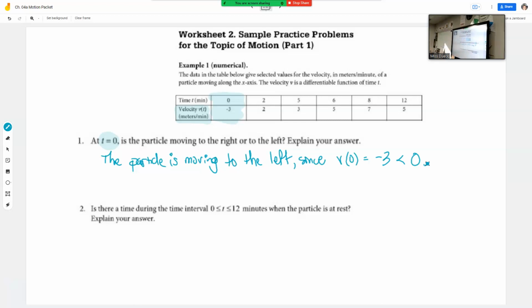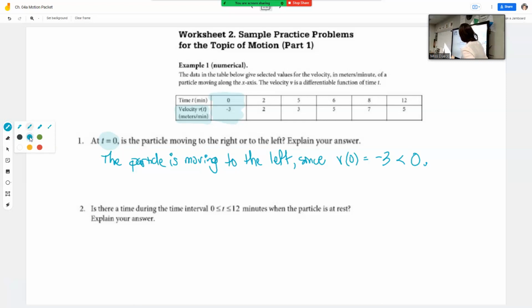Sarah. V of 0 is equal to negative 3, which is less than 0. Is that cool? I'm just putting it in math speak. But there you go. Is everybody good? Are we moving on to number 2? Did you hear me say using the words is negative is okay? Moving on to number 2.